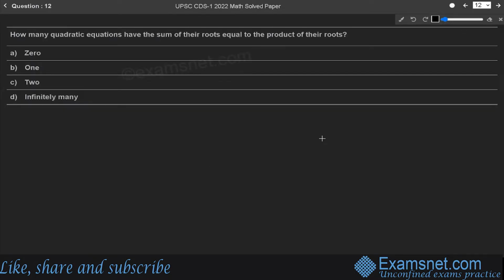Next question is, how many quadratic equations have the sum of their roots equal to the product of their roots? It is given that in a quadratic equation, sum of roots is equal to product of roots. So let the quadratic equation be ax square plus bx plus c is equals to 0, where a will be not equals to 0. We know that sum of roots is minus b upon a and product of roots is c upon a.